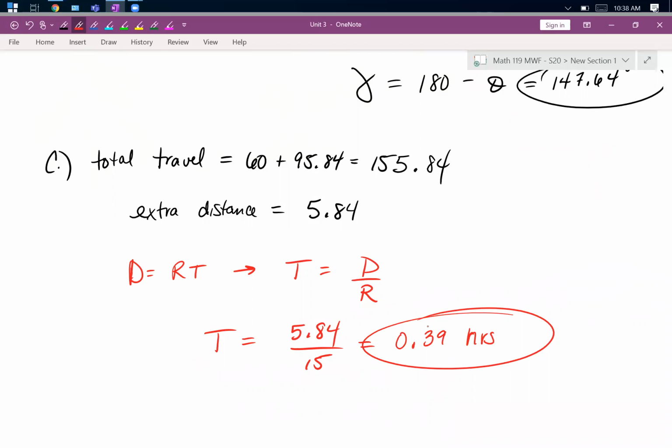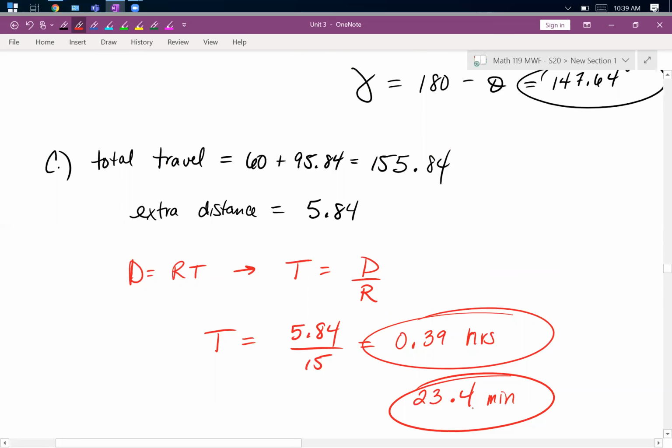Because nobody says, oh, it took me 0.39 hours. Do you multiply it by 60? You got it. So if we multiplied that by 60, how many minutes are we talking? 23 or something like that. Okay, so what is it? Well, it's 23.4. Yeah. Okay. I know I didn't ask for the minutes.